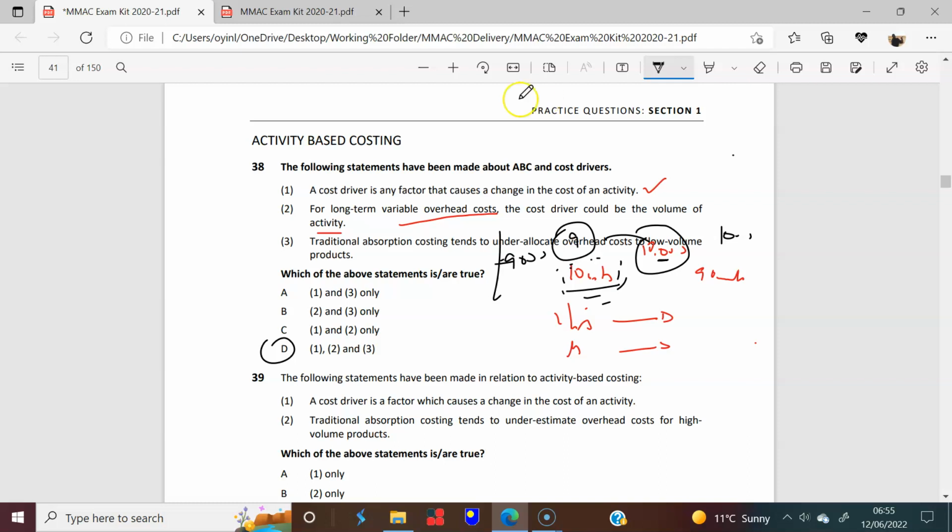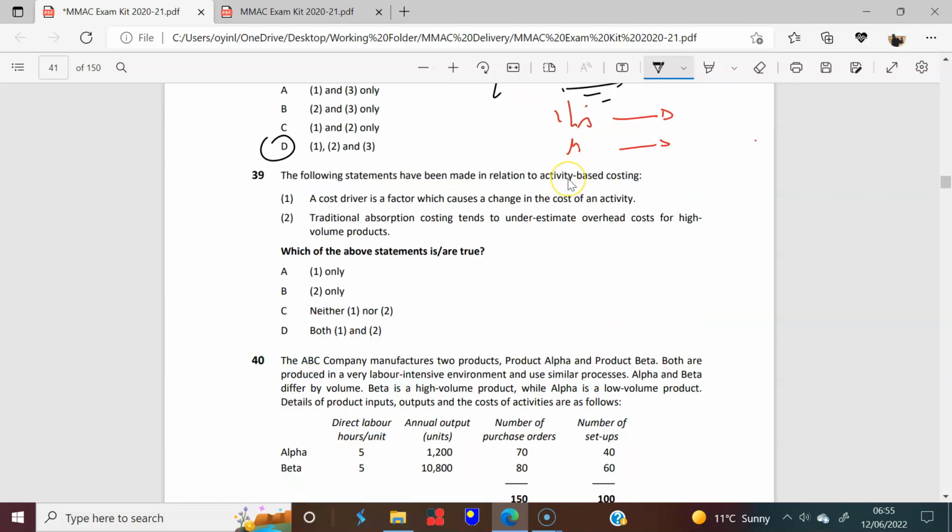When we look at question 39, which is really an extension, a repeat of question 1, it says the following statements have been made in relation to ABC. A cost driver is something that causes a change, correct? And traditional absorption costing tends to underestimate overheads for high. No, it's for low volume products.